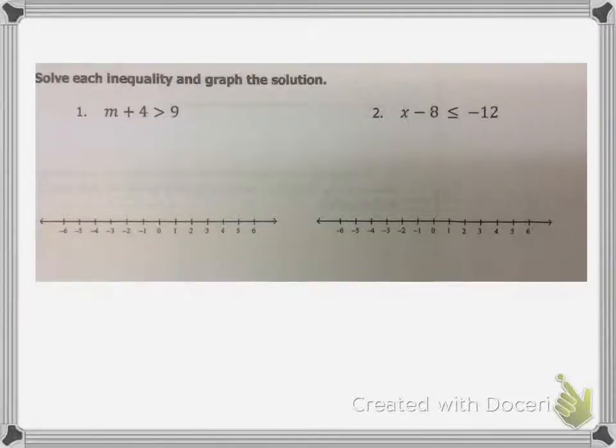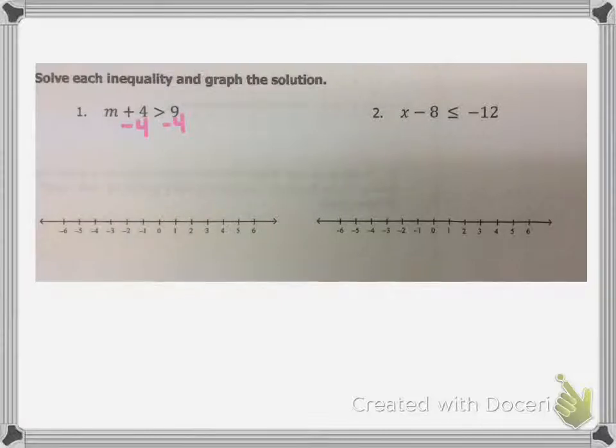So starting with number 1, m plus 4 is greater than 9. Now I know some of you might be able to do this in your heads, however we do need to learn how to use the proper notation and the proper algebra. So all of the inequalities we are working with today are one step. So in this particular inequality, I see m plus 4. So the operation that we see is adding. I undo adding with subtracting, and I have to make sure that I do it to both sides.